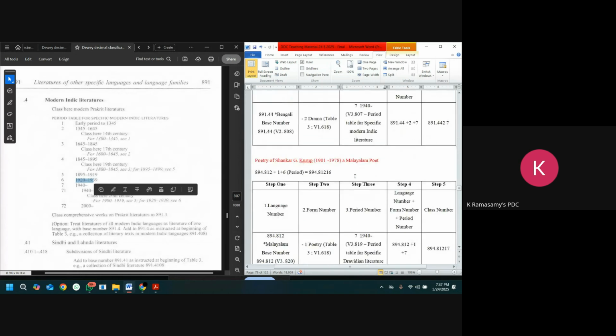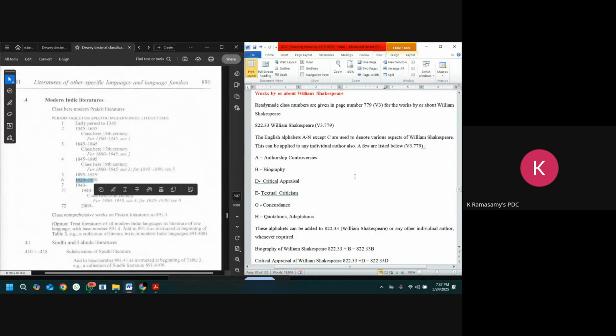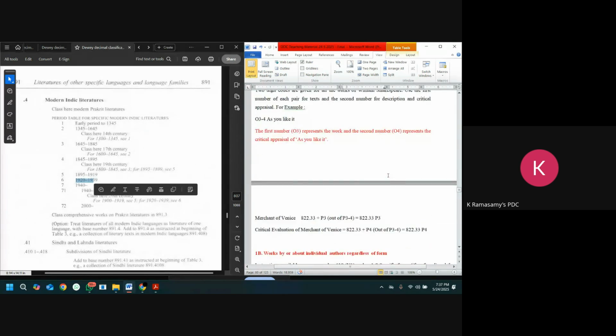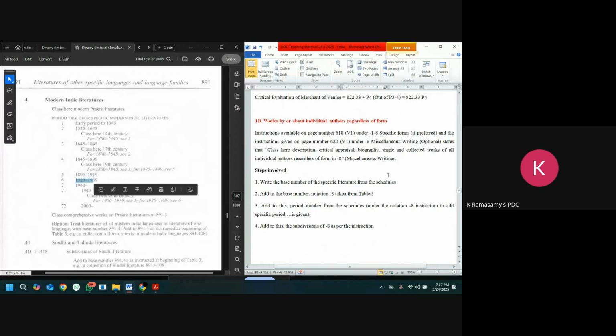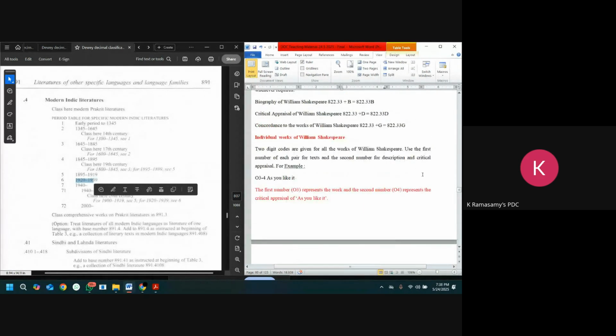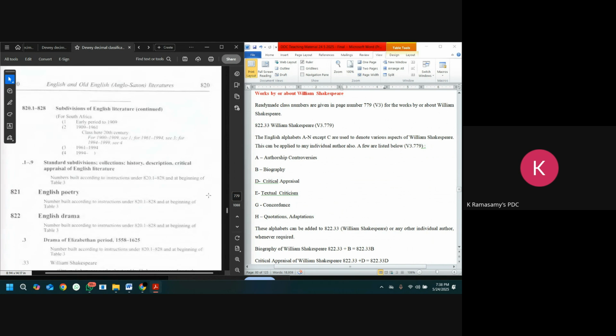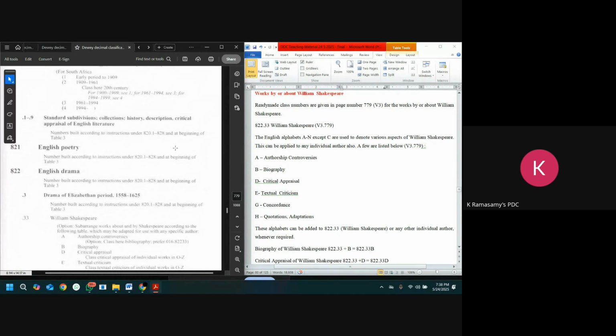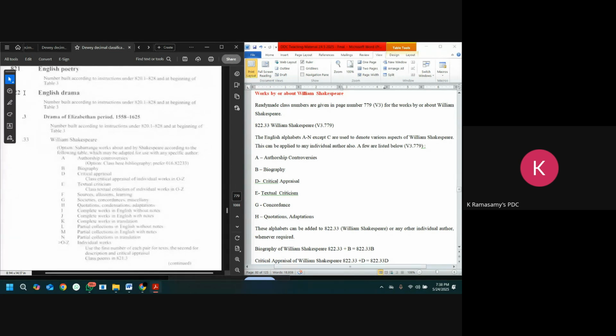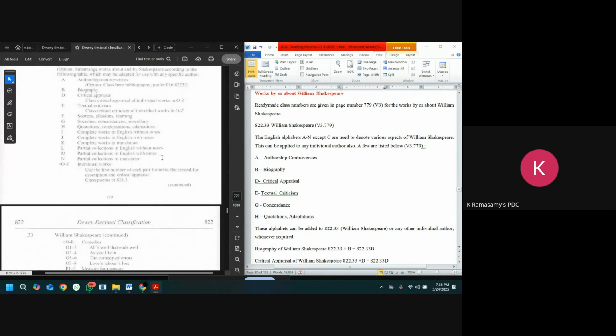Okay, yes. And for example, what about William Shakespeare? They have given a long list of works written by William Shakespeare. Only for William Shakespeare, they have given a long list of items that can be used by you. For example, I'll show you. For all others, you should consult by yourself. So I'll go to 822 English drama. You can see here 822.33 William Shakespeare.